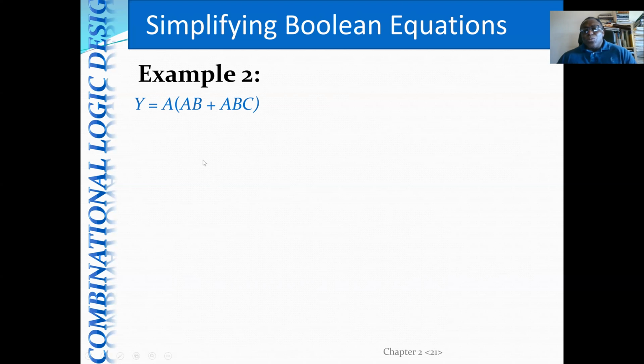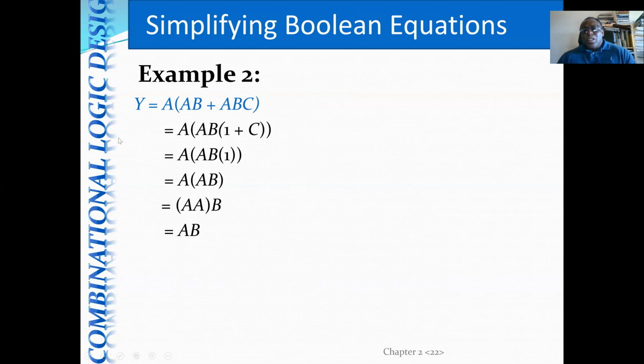Second example, we have AB plus ABC. So we have to use the distributive property first. Here we have AB, because AB is here and AB is here. So we represent AB times 1 plus C. 1 plus C will give me 1, because if C is 0, the answer is 1, and if C is 1, the answer is still 1. And then AB times 1 will give me AB.